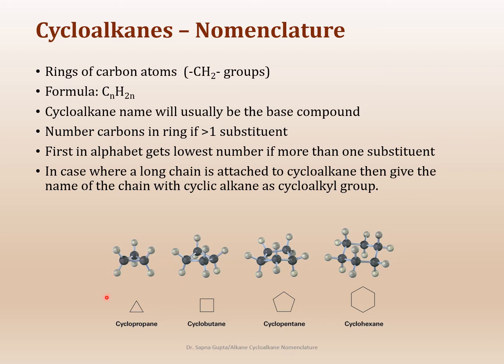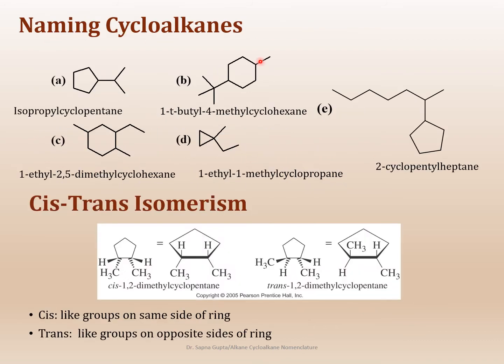First of all, let's just look at some of the very basic cycloalkanes that we have. Cyclopropane, cyclobutane, cyclopentane, cyclohexane. You can have cycloheptane also in all of those cycloalkanes. These are your very fundamental rings. Let's talk about nomenclature. Keeping it very simple, if you look at the first one, there is only one substituent over here, and this substituent is the isopropyl. The base ring is going to be the cyclopentane, so the name is isopropyl cyclopentane.